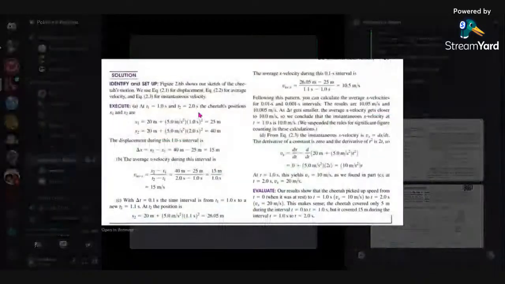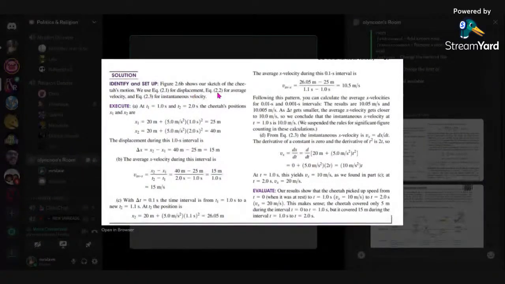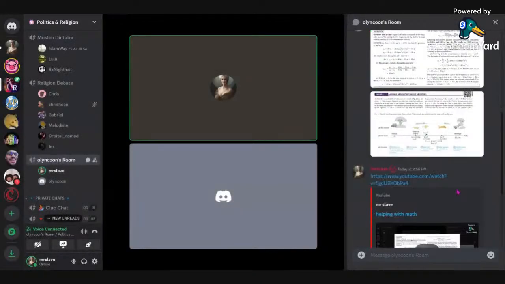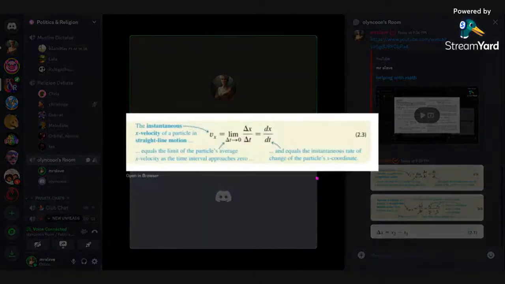So let's go back. We use equation 2.1 for displacement, equation 2.2 for average velocity, and equation 2.3 for instantaneous velocity. That's what I'm having a problem with.